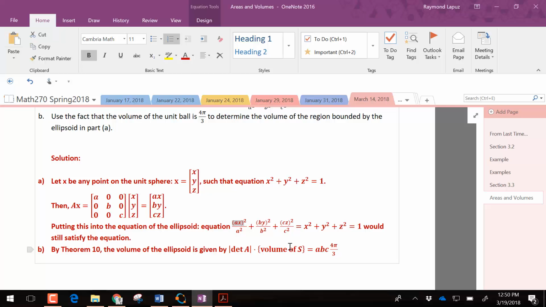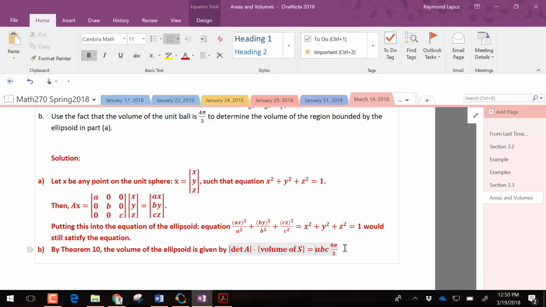And then the other thing that it's asking us is to find the volume of the ellipsoid. If we know the volume of the sphere, then we just need to find the determinant of A, or of the transformation, and that's going to give us the volume of the ellipsoid. So if you look up the volume of the ellipsoid, you'll see that it's actually 4/3 pi times A, B, C.